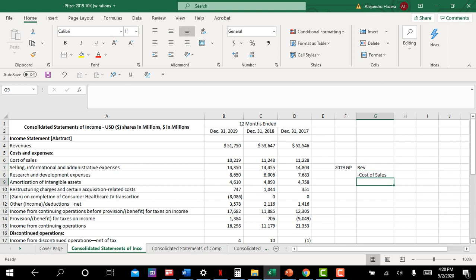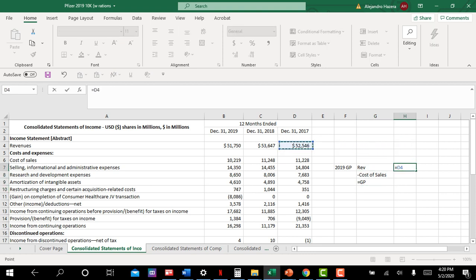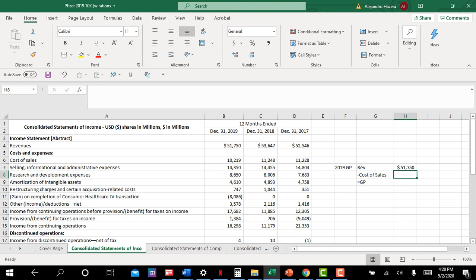Okay, so gross profit, that is going to be equal to gross profit. It should have a separate line item for this. Okay, so revenues are 51,750. Your cost of goods sold is 2019. So the total gross profit here is going to be 71,750 minus 2019 gives you 41,531. Okay, and I'll make sure to save this worksheet here. So we've got our gross profit.